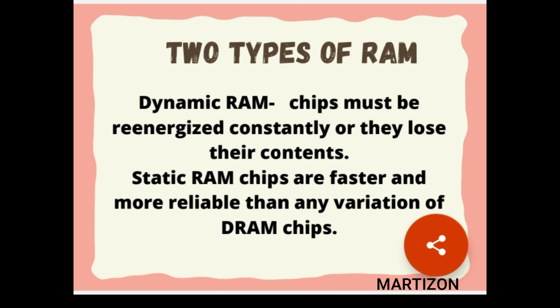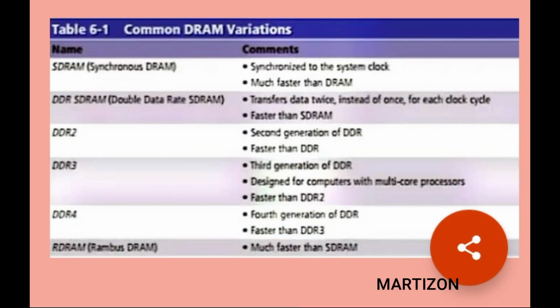Dynamic RAM chips must be re-energized constantly or they lose their contents. Next, the static RAM chips are faster and more reliable than any variation of DRAM chips. Here's the common DRAM variation. SDRAM, or synchronous DRAM, is synchronized to the system clock, much faster than DRAM.